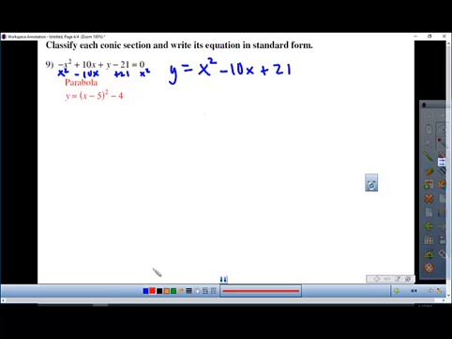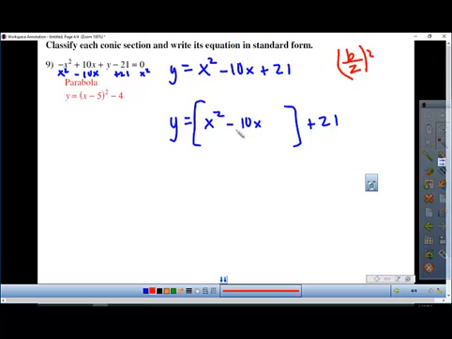So I'm going to put the y right here. I'm going to put the x squared minus 10x, and I'm going to put it in brackets because I'm going to just mess around with this part. And on the outside, I'm going to put the plus 21. Okay, so I want to just complete the square for just this portion right here. So let's go ahead and do that. This is our b term. If you remember, the formula is b divided by 2 squared. So negative 10. If I had negative 10 and I divided that by 2, that would be negative 5. Negative 5 squared would be positive 25.